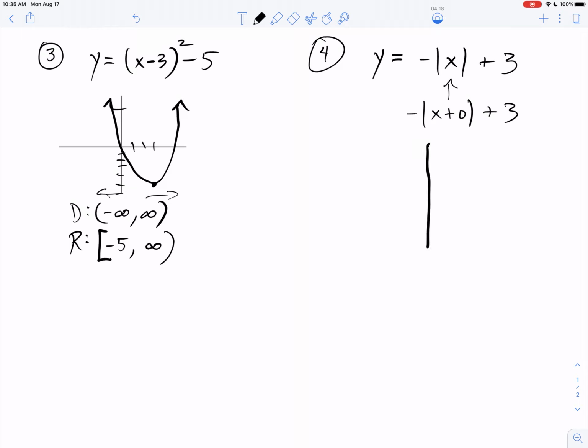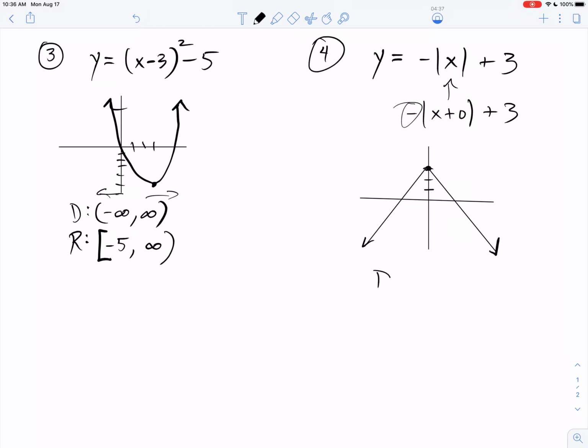But here we go. I'm going to draw a coordinate system. This means I am not shifting sideways at all, but I am going to go up 3 units. Boom. That's the top of my graph. And I've been flipped or reflected. So the V shape that I draw is now going to go down here.